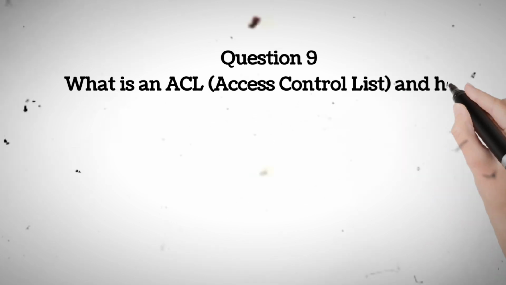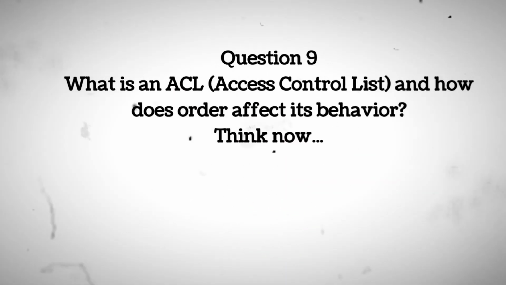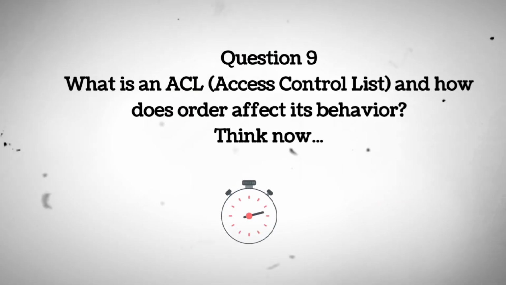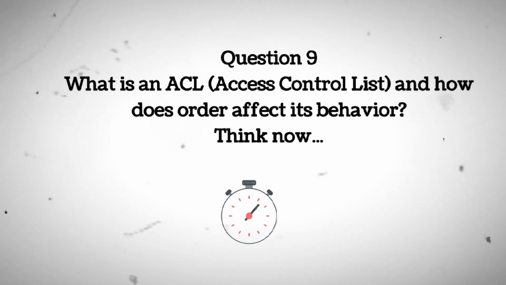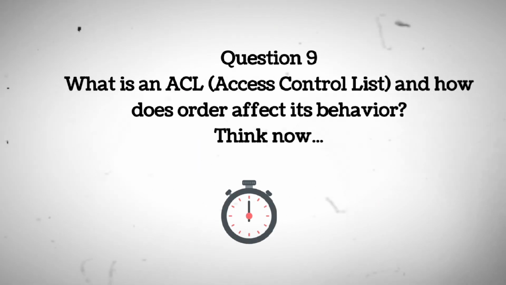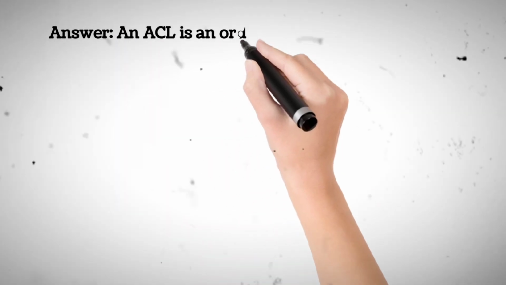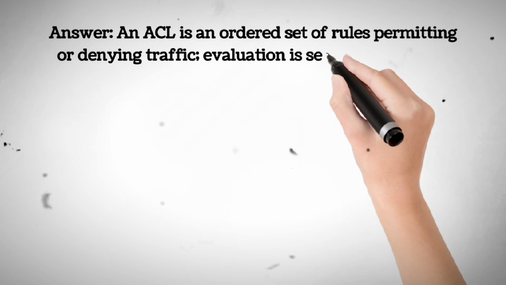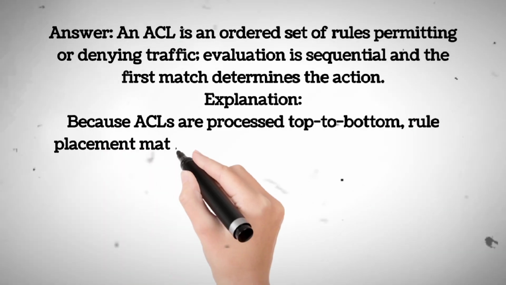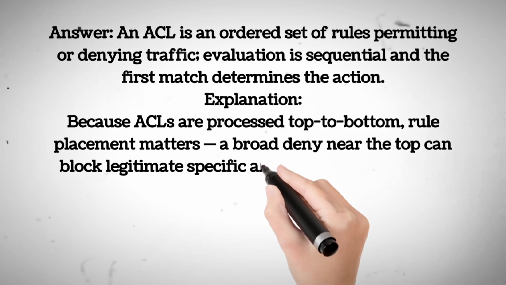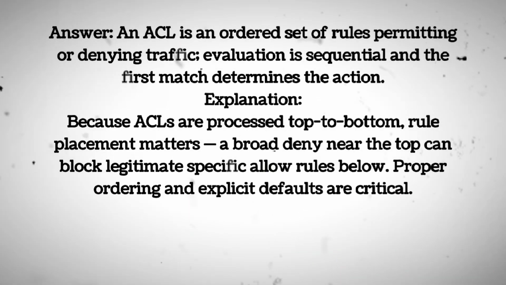Question 9. What is an ACL, access control list, and how does order affect its behavior? Think now. Answer: an ACL is an ordered set of rules permitting or denying traffic. Evaluation is sequential and the first match determines the action. Explanation: because ACLs are processed top to bottom, rule placement matters. A broad deny near the top can block legitimate specific allow rules below. Proper ordering and explicit defaults are critical.